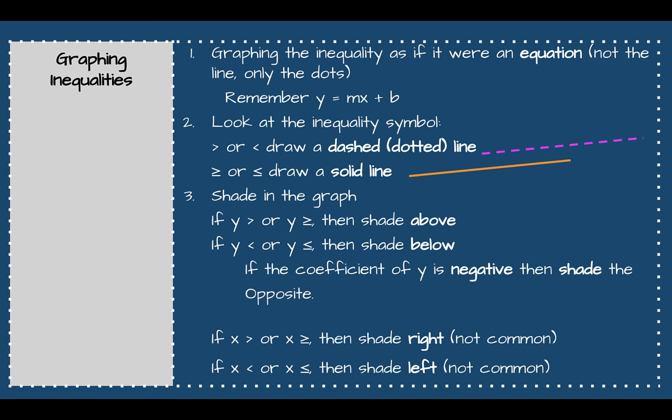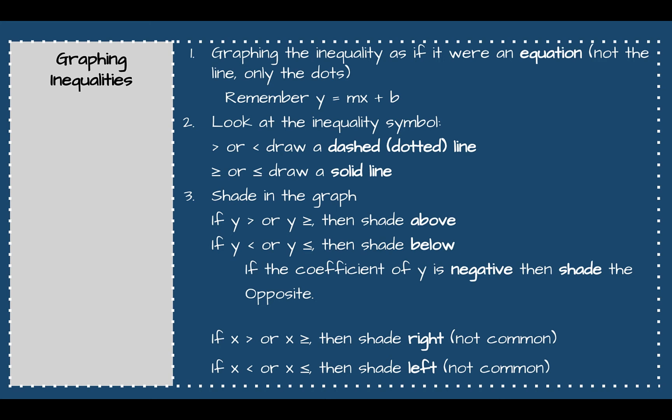Once you have those drawn, then you're going to determine where to shade. You are going to shade based on y. So if y is greater than or equal to, then you're going to shade above. If y is less than or equal to, then you're going to shade below.